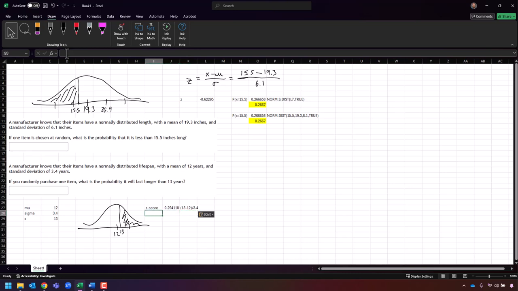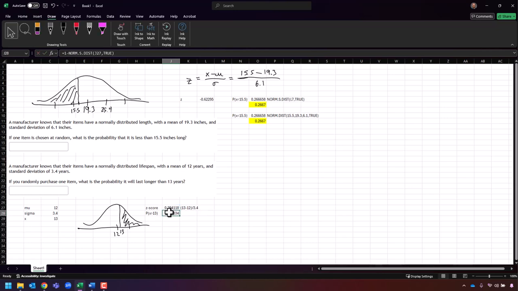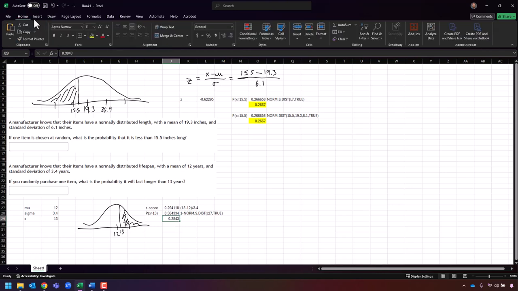Now the area to the right of it, the probability that x is greater than 13, is the area to the right of that z-score, and my function only does the area to the left. So I've got a normal standard distribution, put in this value, and true. I do 1 minus that, because that's how I can work backwards. And got this 0.38433. Here's my probability.